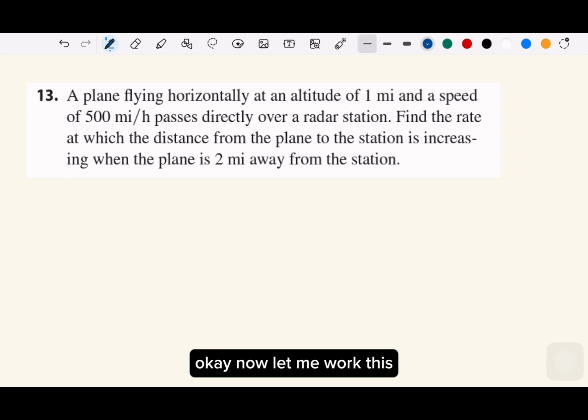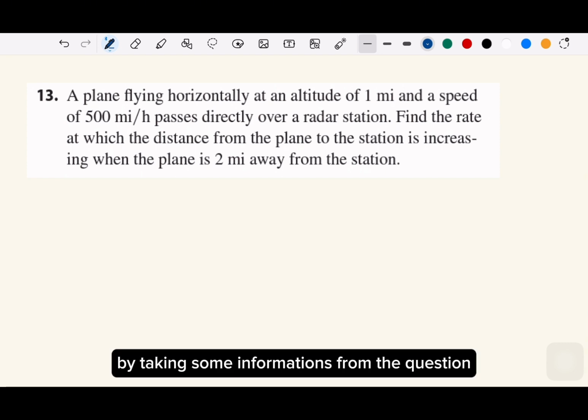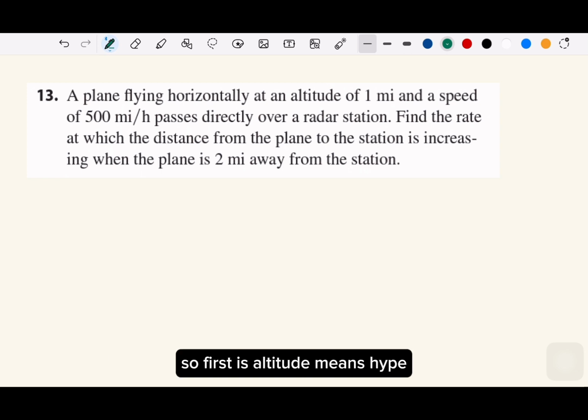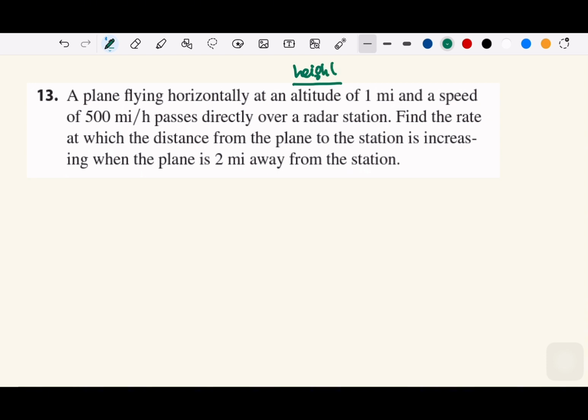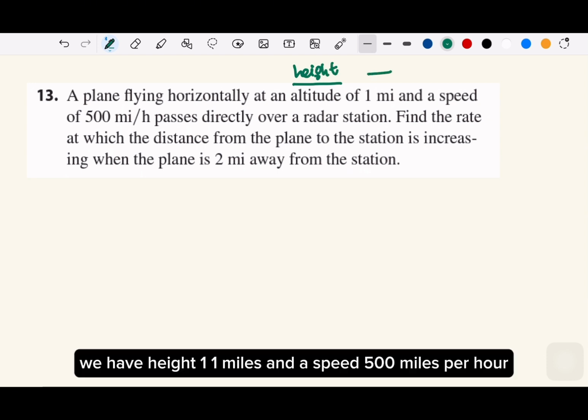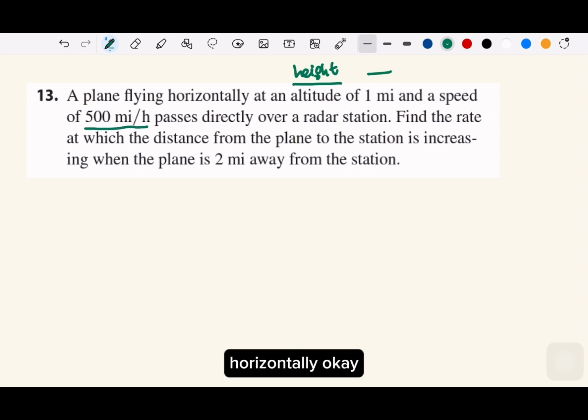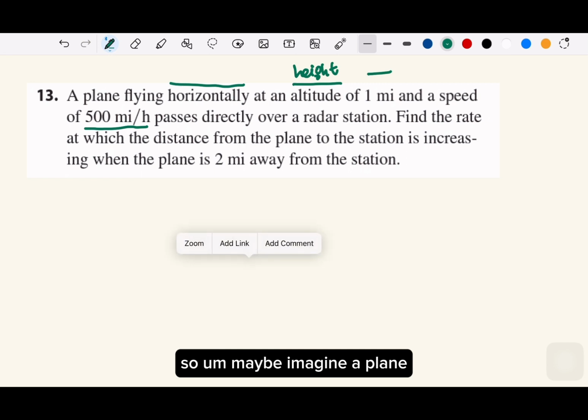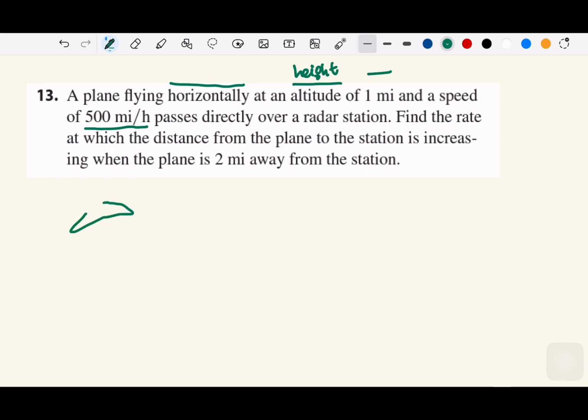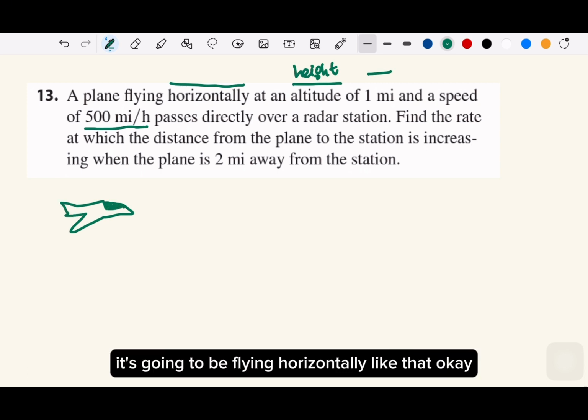Now let me work this by taking some information from the question. First, altitude means height. We have a height of 1 mile and a speed of 500 miles per hour horizontally. So a plane flying horizontally. Maybe imagine a plane. Let's say that's our plane, flying horizontally like that.